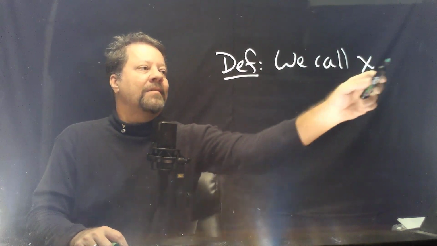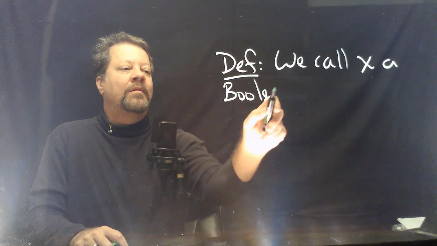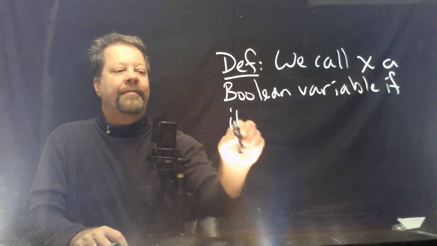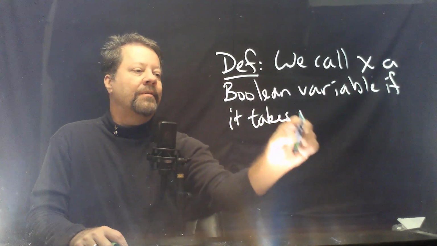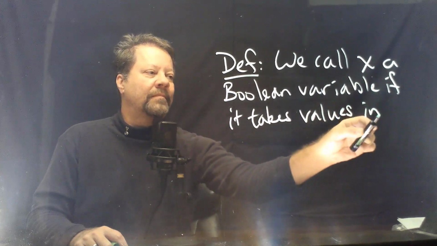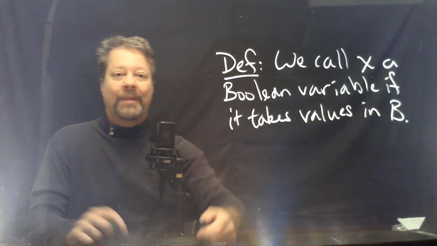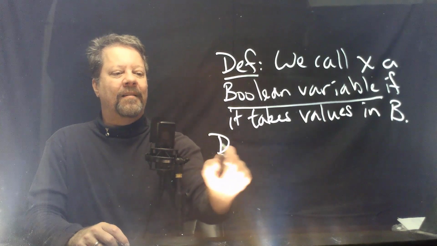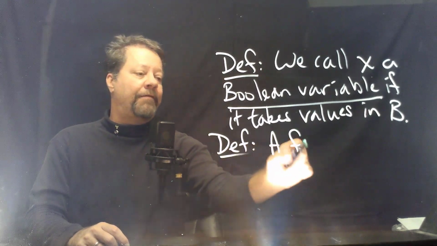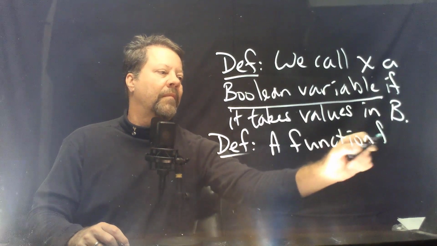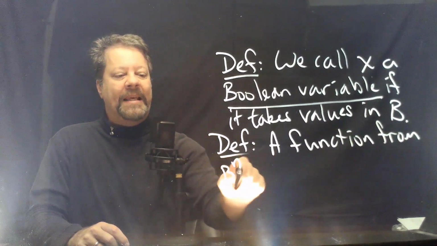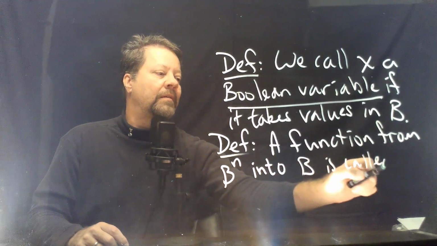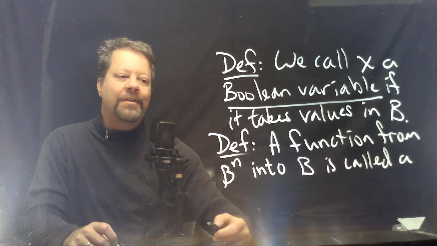We call x a Boolean variable if it only takes values in B, namely 0 or 1. A function from B^n into B is called a Boolean function of degree n.